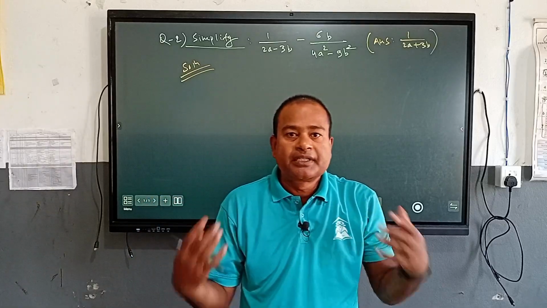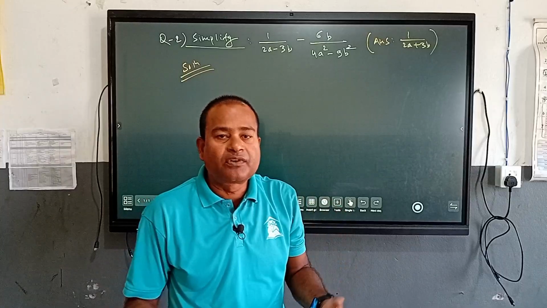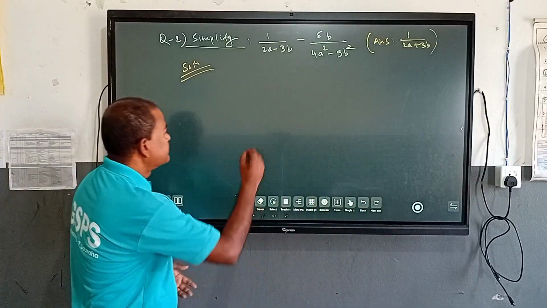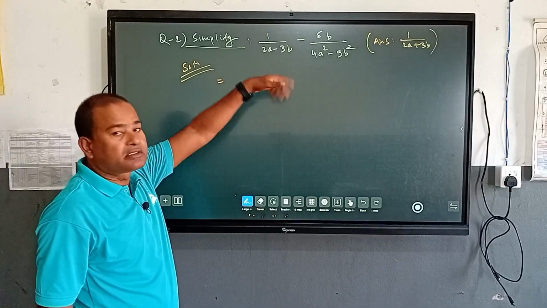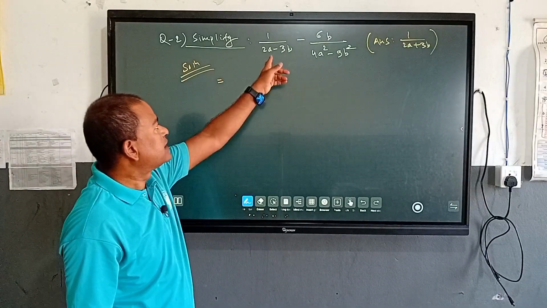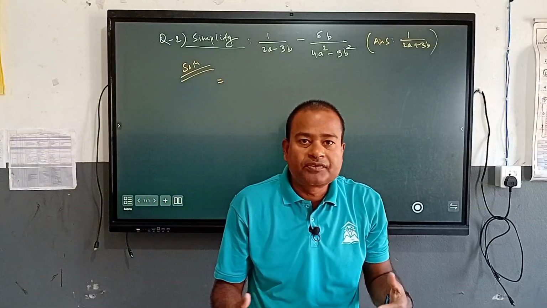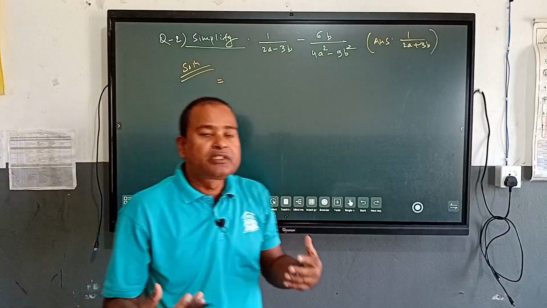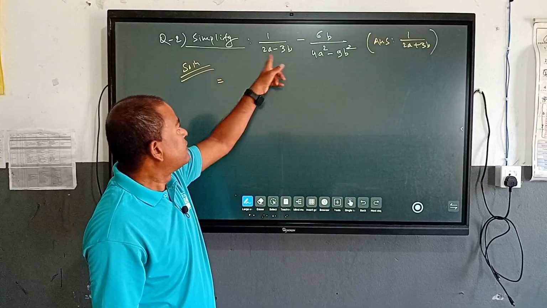So dear students, rational expression means an algebraic expression which is given in the form of p by q, p divided by q. To simplify the rational expression, at first we have to take the LCM of denominators. But before taking the LCM of denominators, at first we have to look at the denominators, whether we can factorize the denominators or not. So let's look at the first denominator.